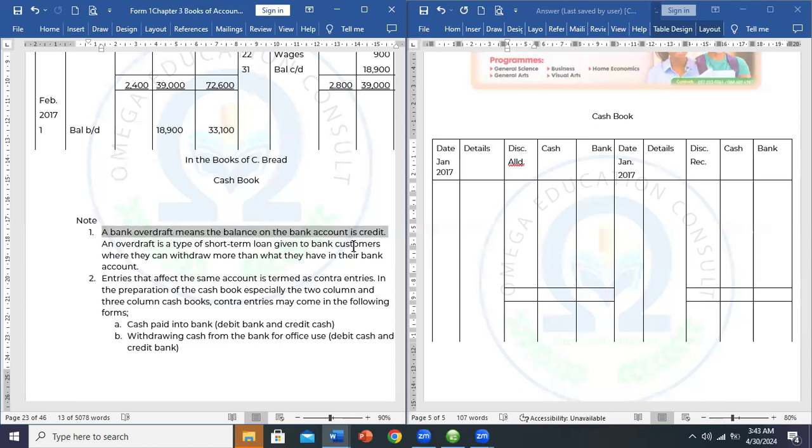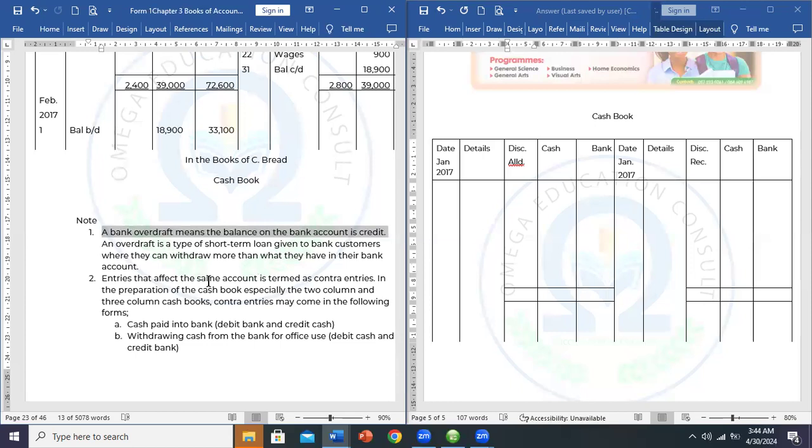See, the current account is normally operated by people who can do a lot of transactions within a day. In a day, they can deposit and withdraw 1,000 times. So the bank can allow them this type of short-term arrangement where they can withdraw more than what they have in their bank account. So if, let's say for instance, the balance in their bank account is 1,000, the bank can allow them to withdraw 1,500. So the 500 becomes the bank overdraft or that negative balance. Okay.